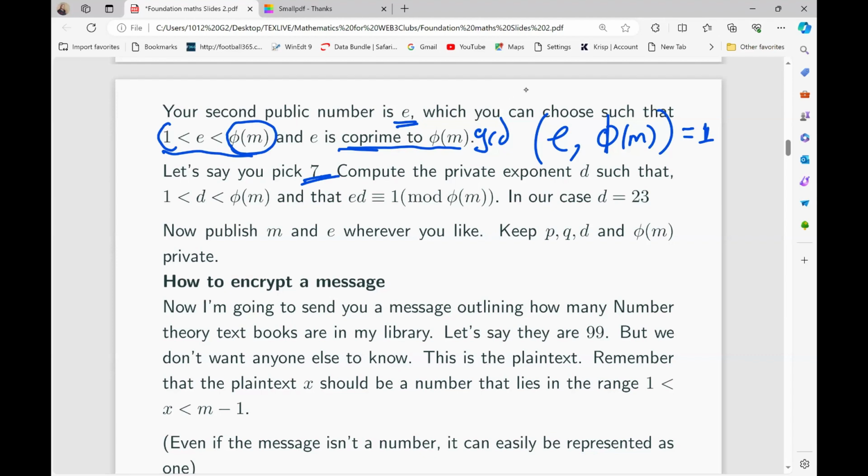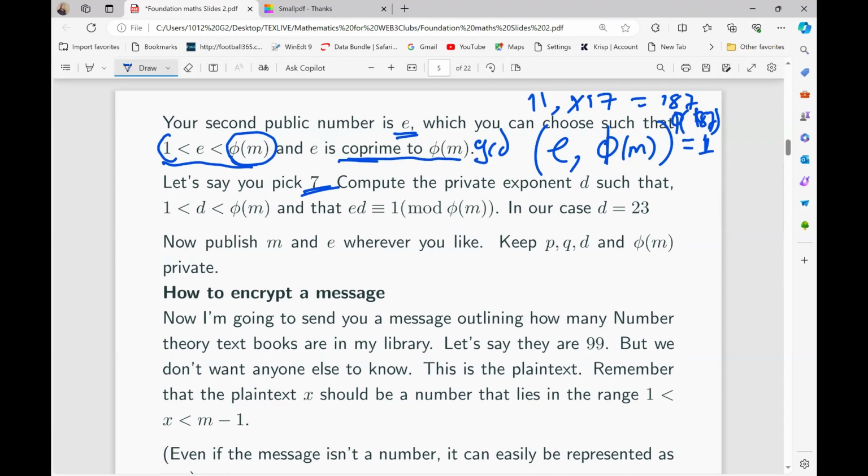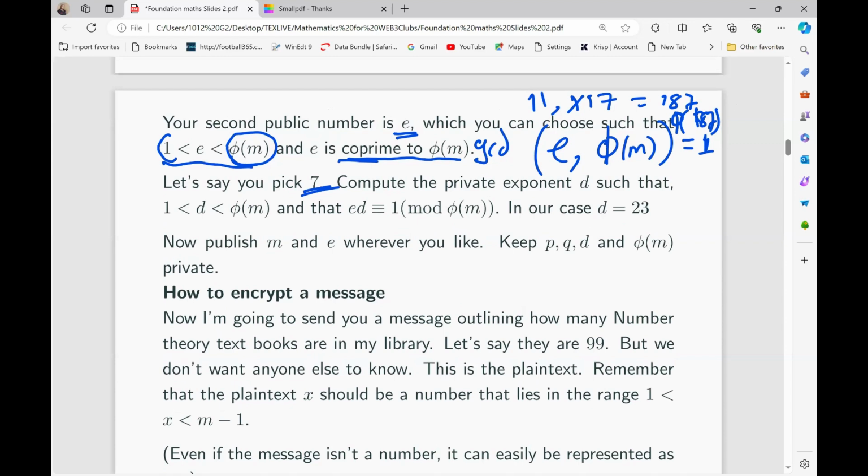You had chosen 11 as a prime number. You had chosen, what was the other one? Was it 17? 17 as the other one. You found the product to be 187. You found phi of 187, and you found this to be 160. Now the second task you have, before I send you my message, is to pick a number that is relatively prime to phi of M, and you've chosen 7. After choosing 7, find the inverse of 7. And that's what I've written here. Find another number D.